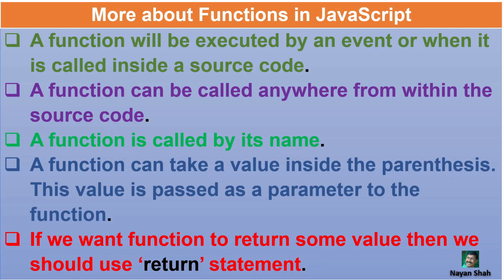Or when it is called inside the source code. So a function gets executed in two situations: either when an event occurs, if something happens then that particular function will get executed, or we call that function from inside the source code. So either we call that function, or if a certain event occurs on the web page, that event will trigger that function. Most of the time it will be based on an event. The best example of an event and a function getting executed is, you might have seen many websites where there is a small advertisement.